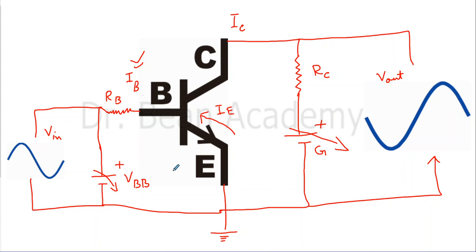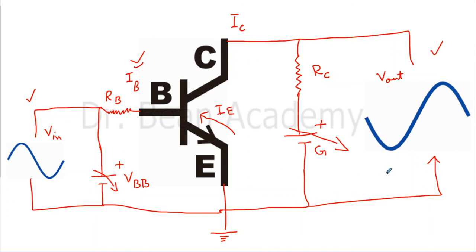So you see, even when I give a sinusoidal voltage signal across the base and emitter, I will get an amplified voltage signal at the output, measured between one end of this resistor and the other end, the emitter. So between collector and emitter, I will get an amplified voltage signal.